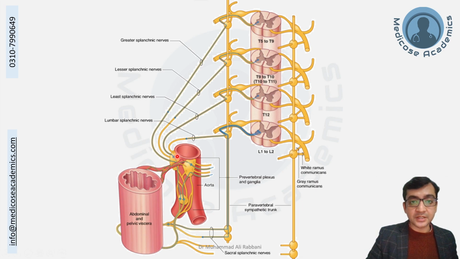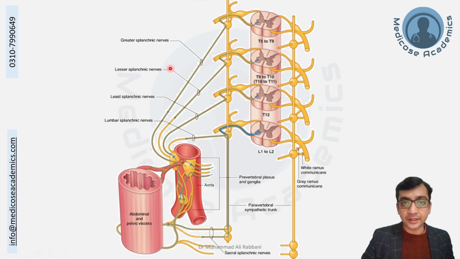And here it synapses with the postsynaptic axon, and the postsynaptic fibers run along the blood vessels supplying the stomach, small intestine, large intestine, and they supply the sympathetic fibers to them. So these are called splanchnic nerves. So such splanchnic nerves arising from segments T5 to T9 join to form one nerve that reaches as a single piece to the celiac ganglion, that is called greater splanchnic nerve.